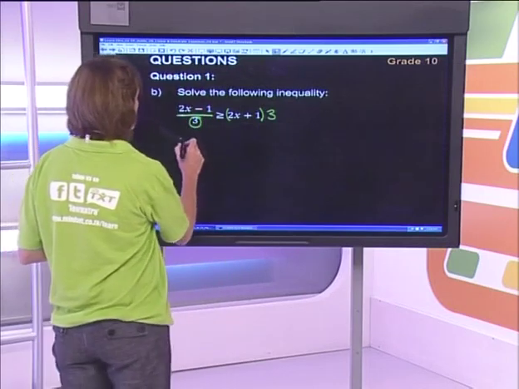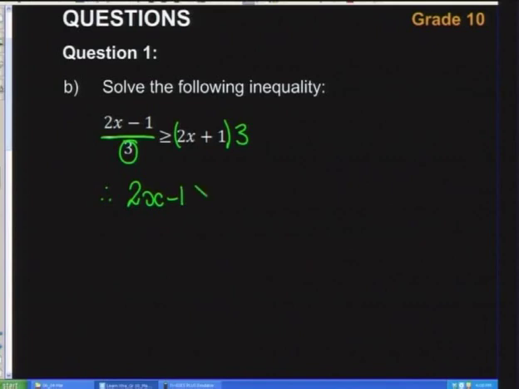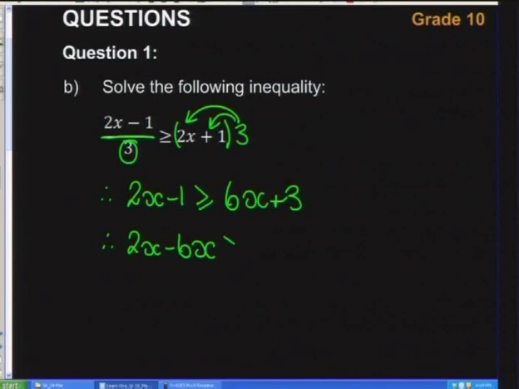So the next step we are going to have over here is to say that I've got 2x minus 1 is greater than or equal to, and now my 3 is going to distribute, and I'm going to have 6x plus 3. Okay, let's gather our x's to the left-hand side. So I'm going to say 2x minus 6x is greater than or equal to 3 plus 1. Okay, that's giving me a negative 4x, which is greater than or equal to 4.